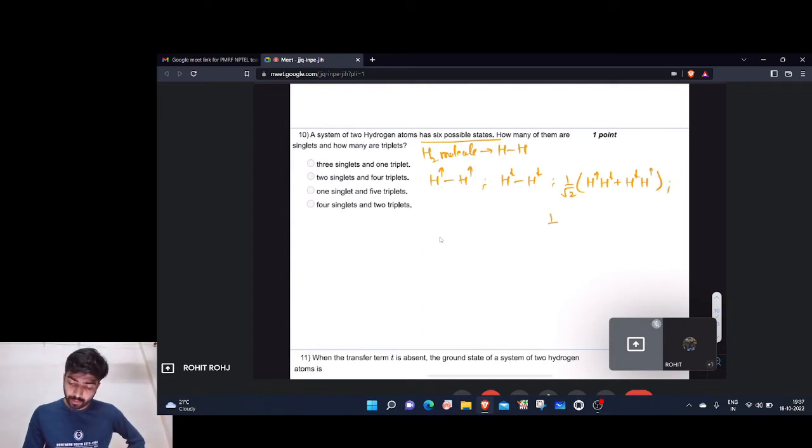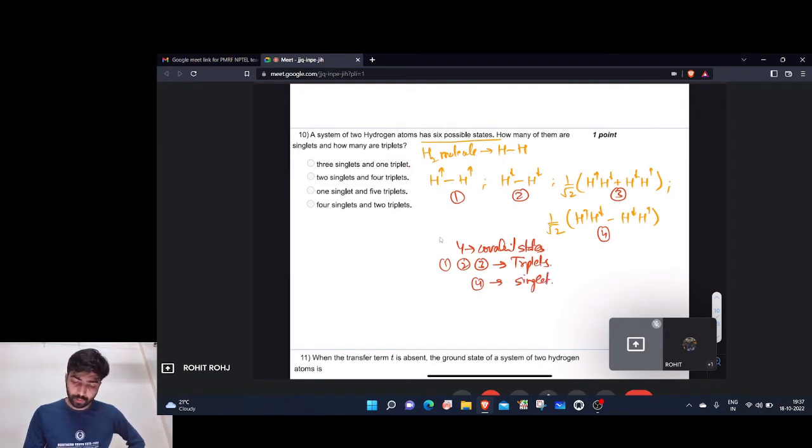There's one more to it: a normalization constant multiplied by H up, H down, the subtraction H down, H up. Now these four states share the electron equally with each other, and therefore we have four covalent states. 1, 2 and 3 are triplets, whereas the fourth is a singlet.